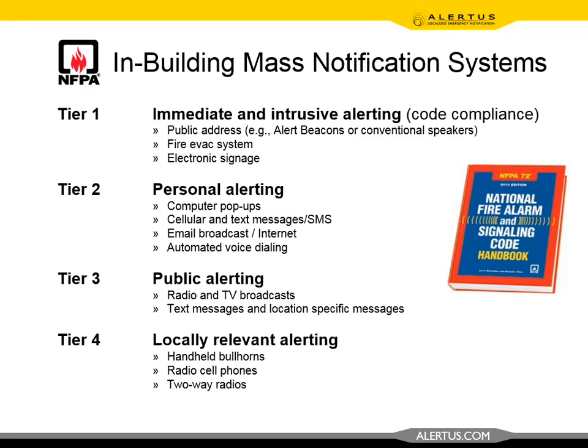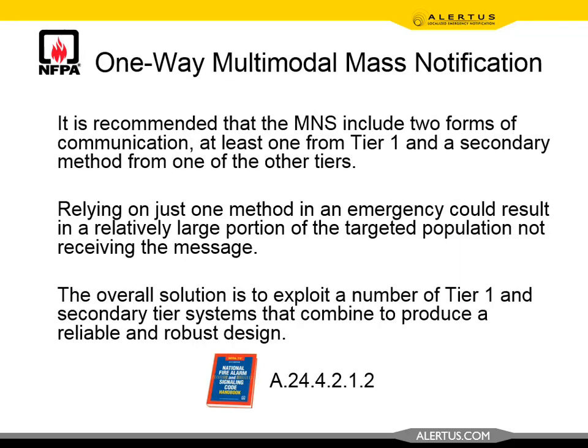And then Tier 3 and 4 really get into your first responders and some of the media capabilities to notify. But 1 and 2 is really what impacts your business. The codes really focus on having multiple, one from each of those tiers. So you've got immediate intrusive, something that's going to alert those in the building. The next one, personal alerting, could be your text or email, mobile app, those kinds of things. And it encourages you that if you rely on just one method, it could result in relatively large portions of your population not receiving that message, which goes against the goal. You want to get it to everybody you possibly can.